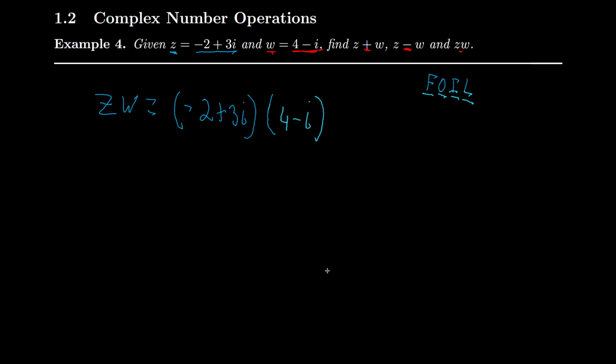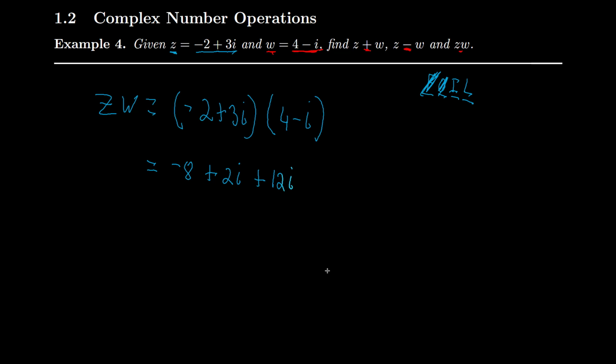So let's go through this. We're going to notice something very curious about how i behaves. So, first, the first terms. Negative 2 times 4 is negative 8. Okay, we've now done the first term. Let me try to keep up with it up here. Let's do the outer terms next. Negative 2 times minus i is a positive 2i. So we've done the outer terms now. Now we're going to do the inner terms. Positive 3i times positive 4 is positive 12i.